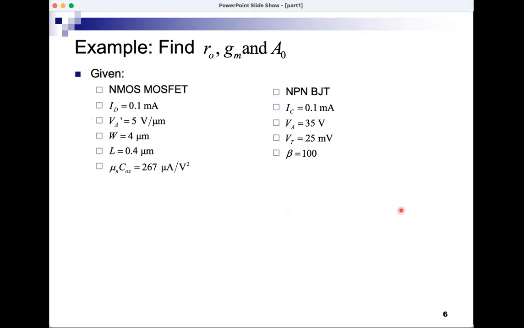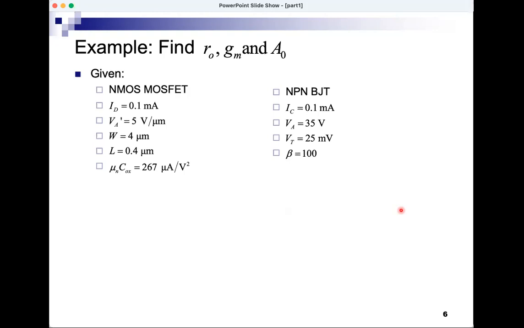Let's consider a MOSFET and a BJT. Both are biased at 0.1 milliamp. So the MOSFET drain current is 0.1 milliamp, and the BJT collector current is also 0.1 milliamp. Then we'll take some typical values for a MOSFET. VA prime is 5 volt per micrometer, W is 4 micrometer, L is 0.4 micrometer, and K prime, which is mu C oxide, is 267 microamp per volt squared.